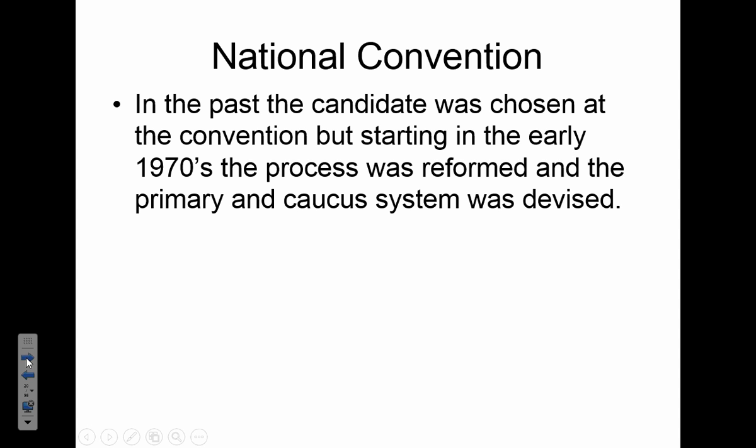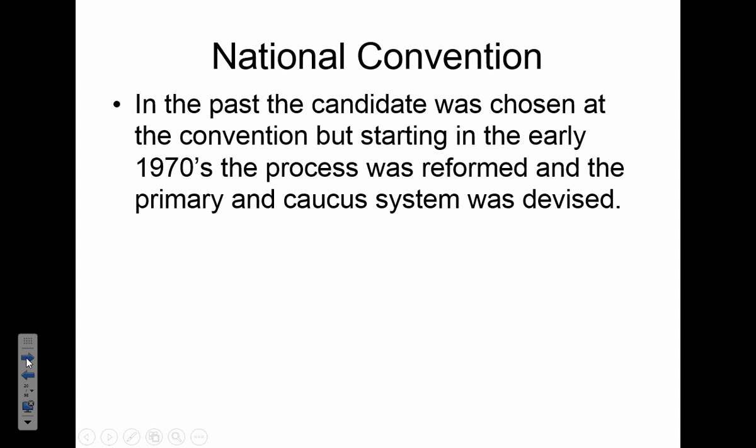Early 70s, I think it was 72, is when we started to use the primary system rather than just the straight convention of nominating candidates for president of the United States, presidential party. We kind of mentioned this, and you'll get a little history of that when you're reading your chapters there. But it's taken some power away from the parties themselves. It's no longer a mystery when the convention rolls around on who's going to be the candidate for the party. The primaries have chosen that.